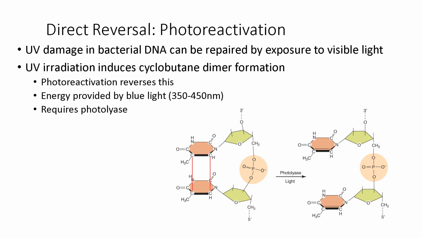In many bacteria, UV-induced cyclobutane dimers can be repaired by a light-driven process called photoreactivation. This repair relies on the enzyme photolyase, which binds to the dimer and uses energy from visible blue light to cleave the cyclobutane ring, restoring the original bases. This process is specific and efficient, but is not found in humans.